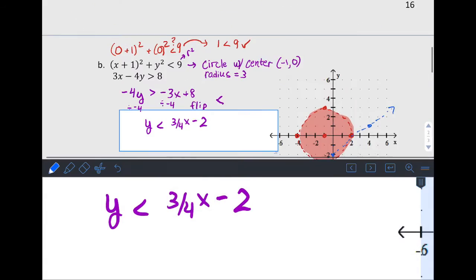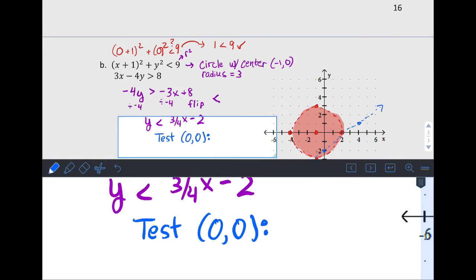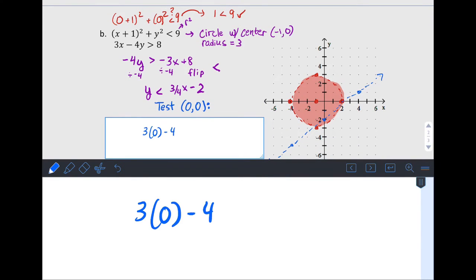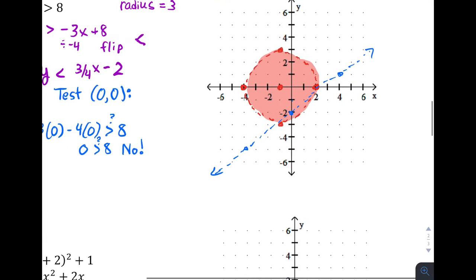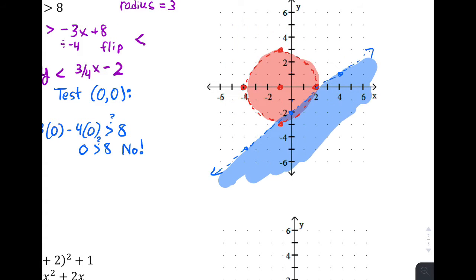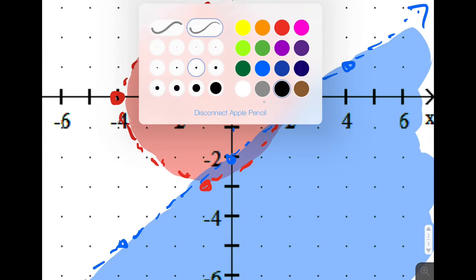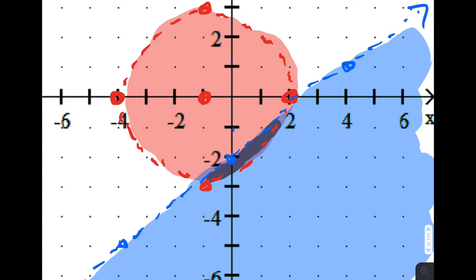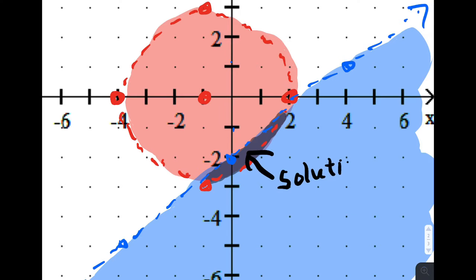And again, I'm going to test a point to see where I'm going to shade here. 0, 0 is my favorite. So if I do that in the original, I'll end up with 0 is greater than 8, which is not a true statement. So the points that make that inequality true are the ones on the other side, where 0, 0 isn't, below our line. And then our solution set that makes both of these true is just that little sliver of my circle that's both below my line and above the outside of my circle. So my solution set is all those points in there.